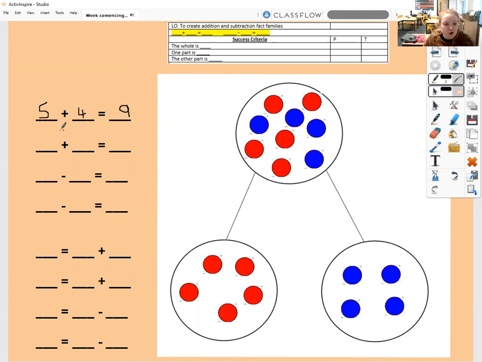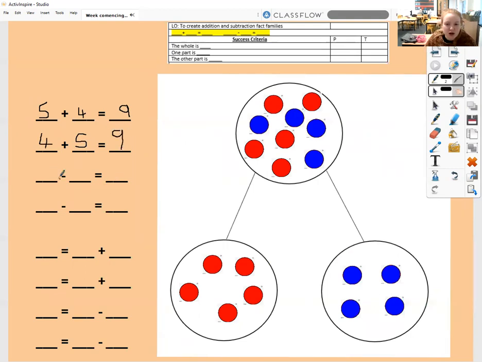Fantastic. So again, another addition number sentence. This time we're going to swap our parts over. So instead of saying 5 plus 4 equals 9, we're going to say 4, start with this part, plus our other part, which is 5, equals our whole, which is 9.